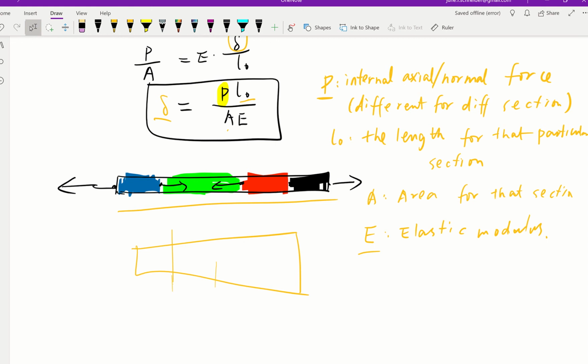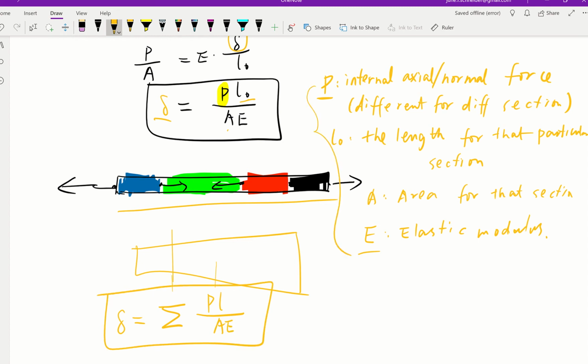So with all of that said, for this example, you have 4 different sections. We highlighted in blue, green, red, black. So if you want to figure out this entire bar, what's the deformation? So you want to get this formula. This delta is essentially the summation of PL over AE for each individual section. And here we have discussed what each of those terms is, and that's very critical.